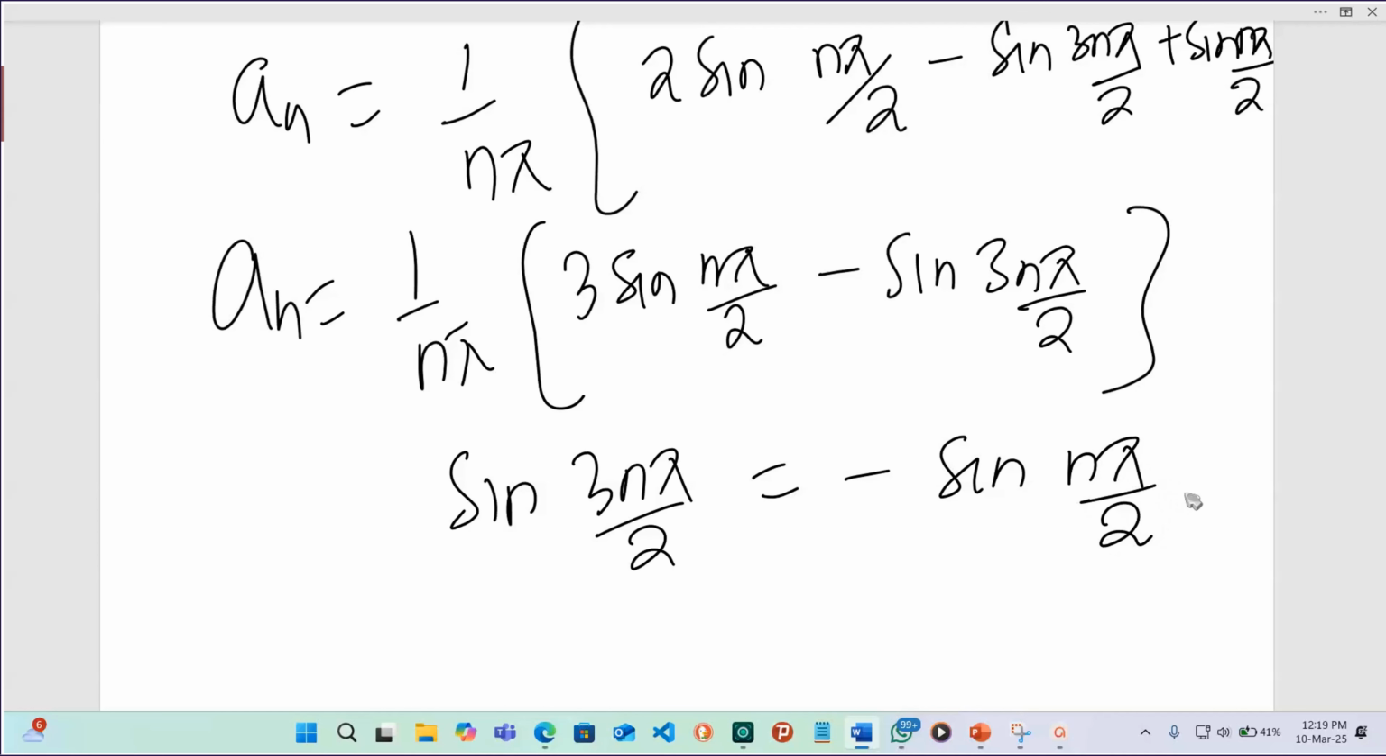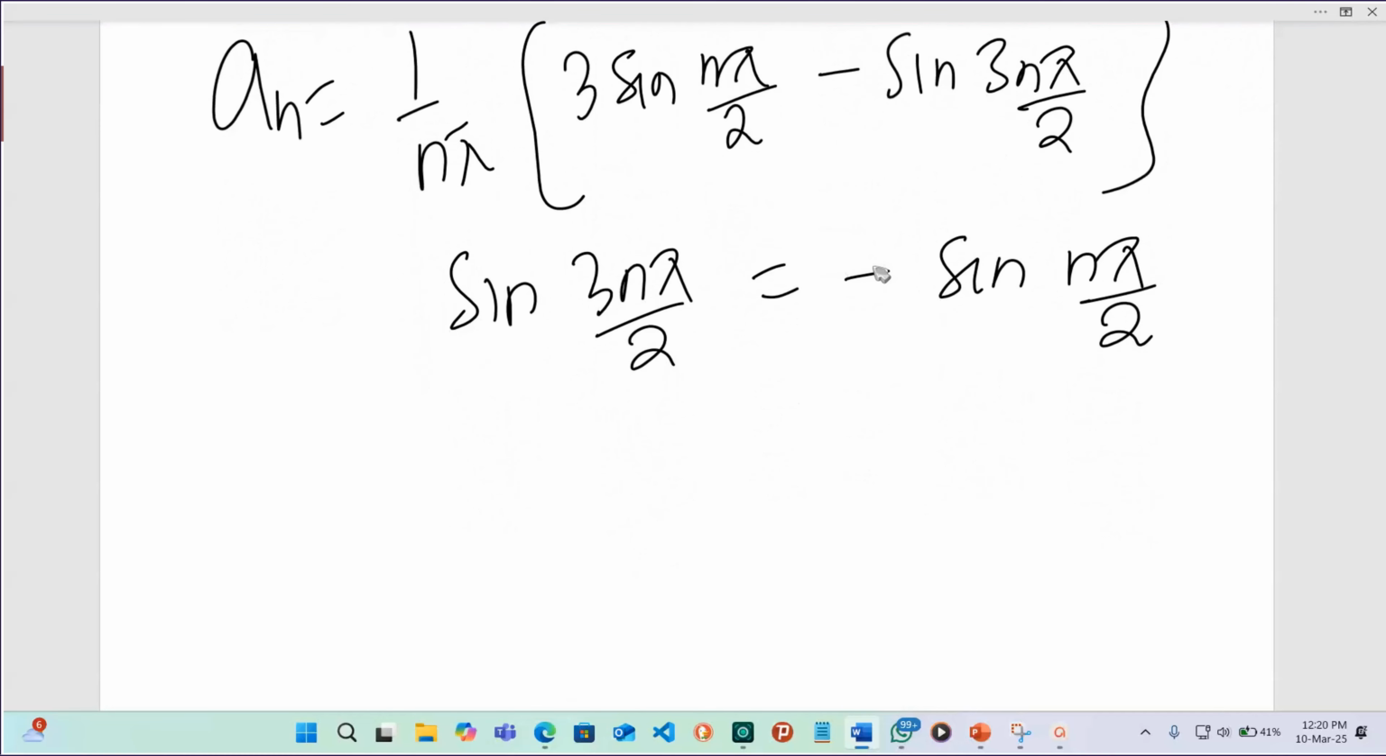But you can see that when you substitute in the values, for example, you have sine of 3 times maybe 1, so that is 3 pi divided by 2. This is equal to negative 1. But if you also take sine n pi over 2, you also get 1. So meaning sine 3 n pi over 2 is the same as having negative sine n pi over 2.